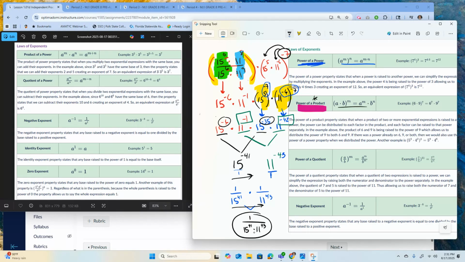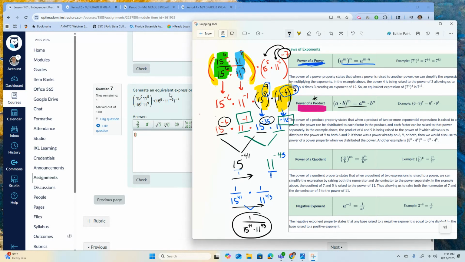And that's it. Don't simplify this in the calculator. You're going to get a really small number, okay? And you're not going to type that. What they ask you to do here is to generate an equivalent expression. That's what you're going to do, all right? I hope this helps.